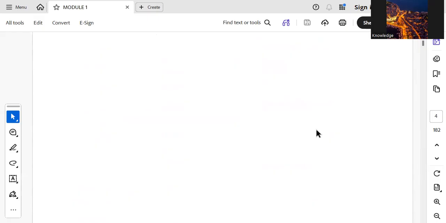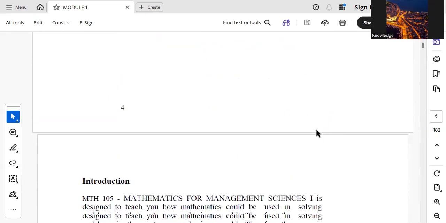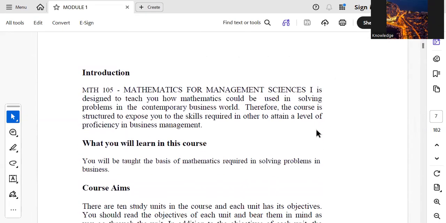This course is a 3-unit course, so you must take it seriously. It is designed to teach you how mathematics could be used in solving problems in the contemporary business world. The course is structured to expose you to the skills required in order to attain a level of proficiency in business management.